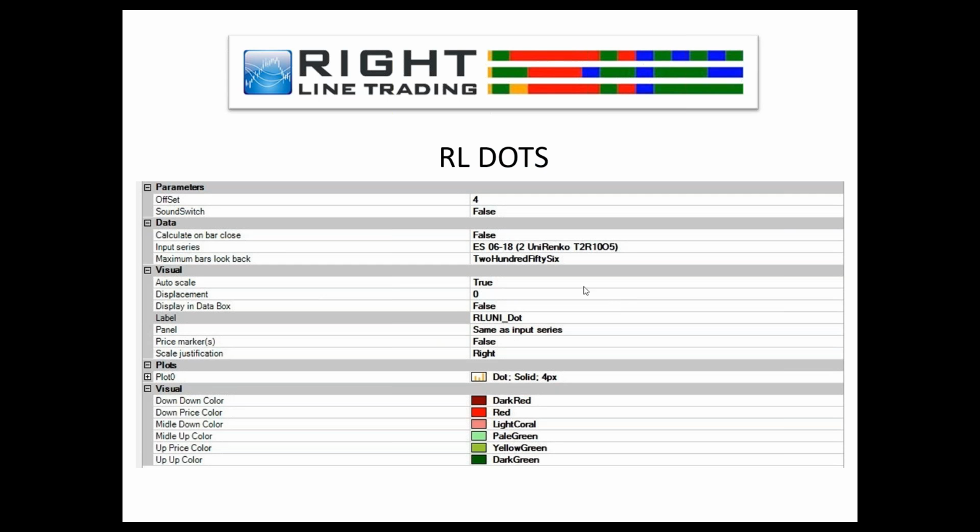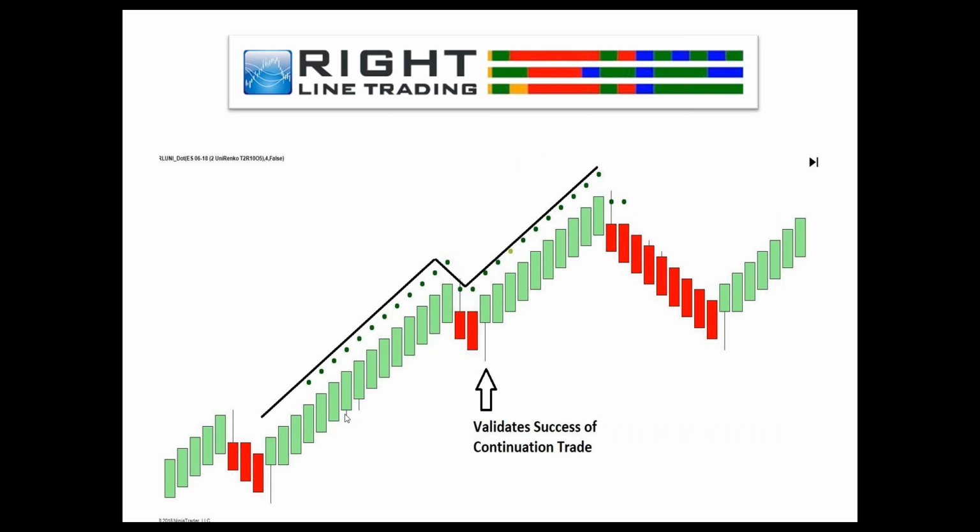So this is our dots. Now, I'm not going to go into the color of the dots right now. It's too much information. But you can see when we got these green dots, this is the E-mini. This is telling us that the NASDAQ and the Russell are also moving long on a multi-time frame basis.